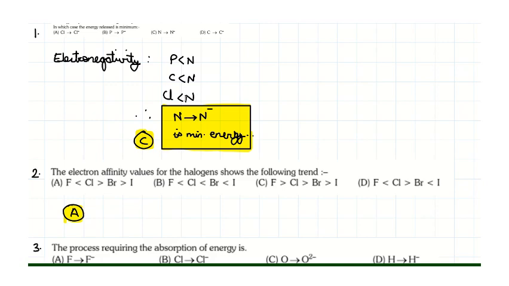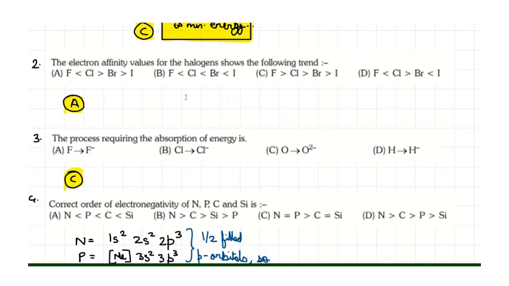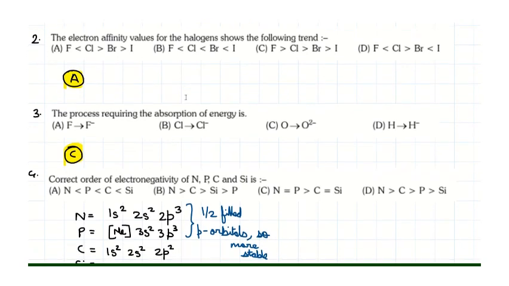In the second question, we need to find the electron affinity order for the halogens. Now, since chlorine does not have as high electron density as fluorine, chlorine would have higher electron affinity, and since it has a smaller atom than bromine and iodine, the electron affinity for chlorine would be greater. Thus, we have option A as the correct answer.